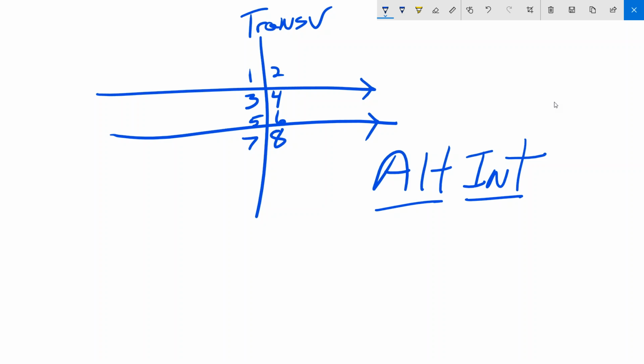Yeah, those are alternate interior angles. The theorem says those are equal. Okay. And then wouldn't 4 and 5 be equal? Yeah, 4 and 5 are also alternate interior. Those are equal.